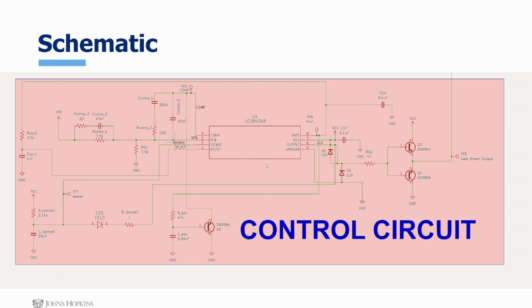For the control circuit, the compensation network is shown here for the type 3 compensator. We have our oscillation component shown on the left here. Our ramp signal iSense is shown here, and our soft start circuitry is shown on the bottom here. And our gate drive buffer circuitry is shown at the right here, as well as our reference and VCC signals.